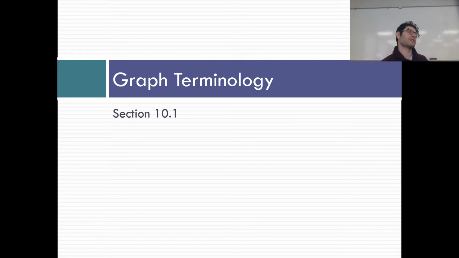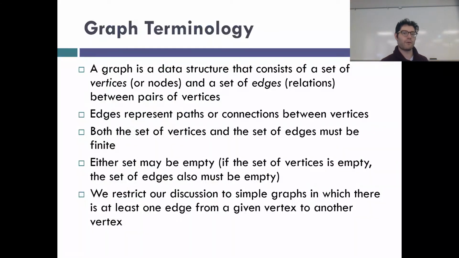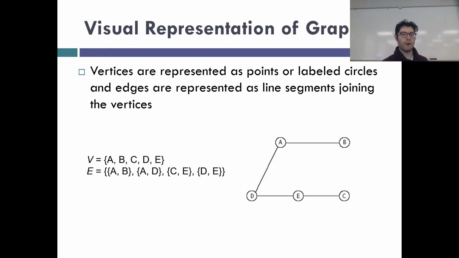So the first thing we need to do is, of course, just nail down our terminology. Like I said, graphs are sets of vertices or nodes and edges, the relationships between them. And both the sets can be empty, but you can't have any edges if there are no vertices, right? You have to have things to have a relationship to. So visual representations of graphs are useful for us because we're humans, right?